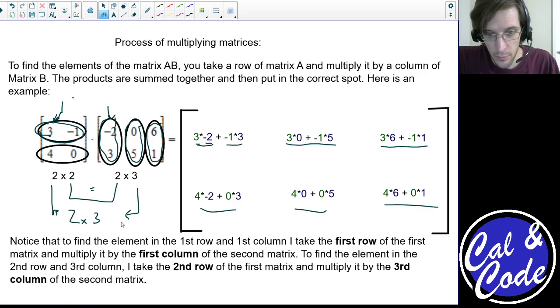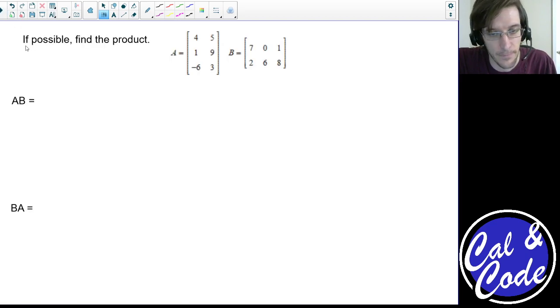Once we've done that, we simplify those answers, and it'll give us the final answer. So notice, to find the element in the first row, first column, we take the first row of the first matrix and multiply by the first column of the second matrix. To find the element in the second row, third column, we take the second row of the first matrix and multiply by the third column of the second matrix. So this is just giving you a pre-written example of how to multiply.